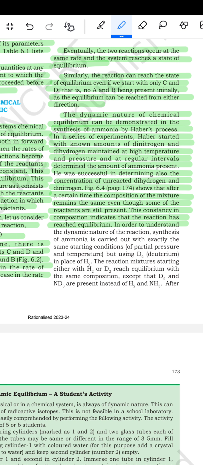In order to understand the dynamic nature of the reaction, synthesis of the ammonia is carried out with exactly the same starting condition of the partial pressure and the temperature, but using D2 deuterium in place of the H2. This reaction mixture starting either with H2 or D2 reach equilibrium with the same composition except that D2 and the ND3 are present instead of the H2 and the NH3.